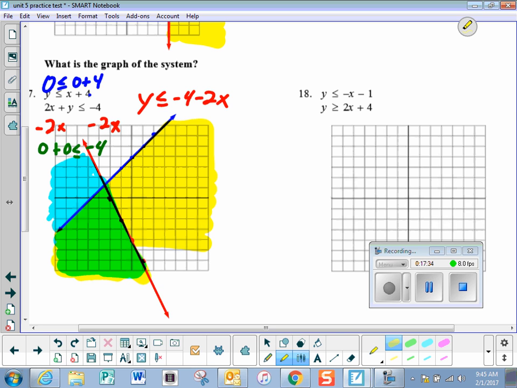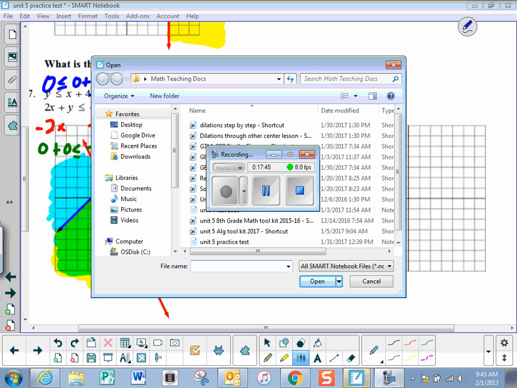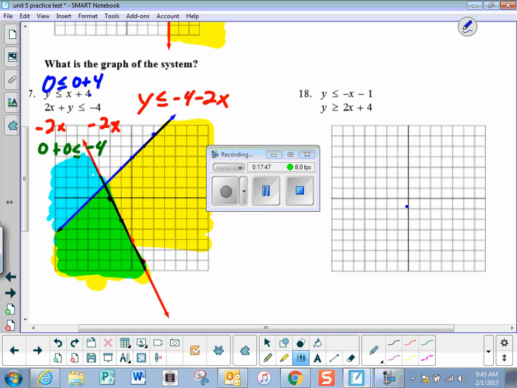Okay, so that's my solution, this region right here. All right. One more of those. We have a y-intercept of negative 1 and a slope of negative 1. And it's solid. Then we have a y-intercept of 4, 1, 2, 3, 4, a slope of 2. Or we could do negative 2, negative 1. It is also solid. Oh, well, it wouldn't shade after the fact.